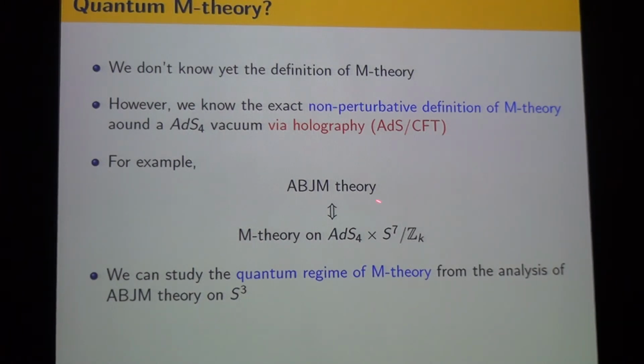For example, the famous ABJM theory is holographically dual to M theory on AdS4 times S7. We don't know how to compute the quantum corrections on the bulk gravity side, but we have a very definite Lagrangian description of the theory on the field theory side. So we can, in principle, compute various quantities on the field theory side.